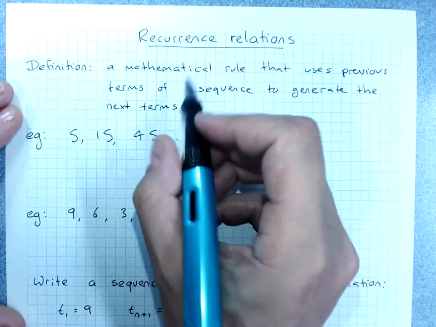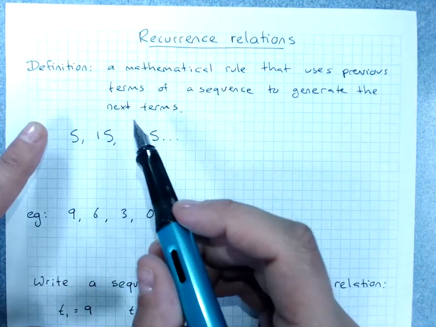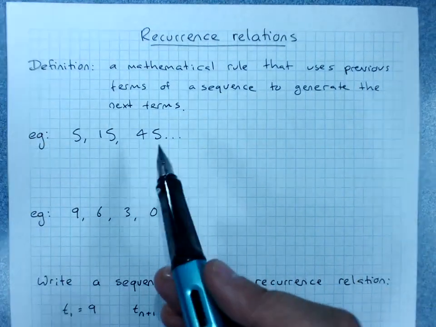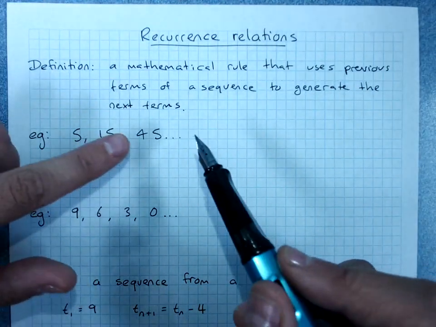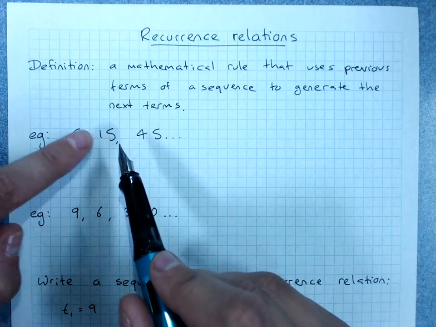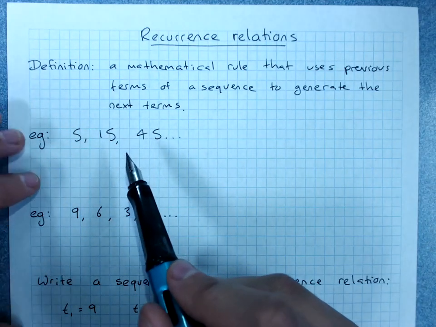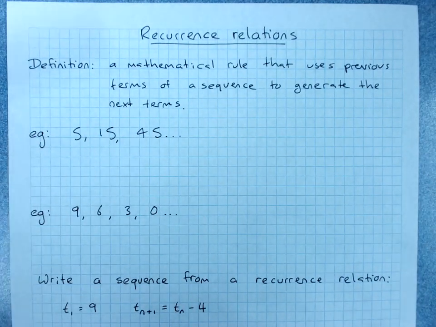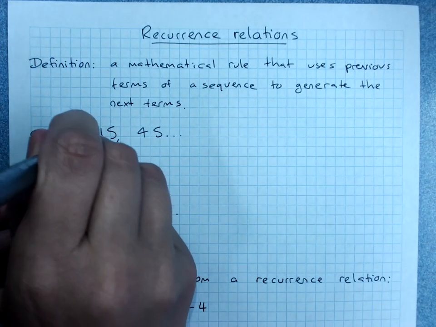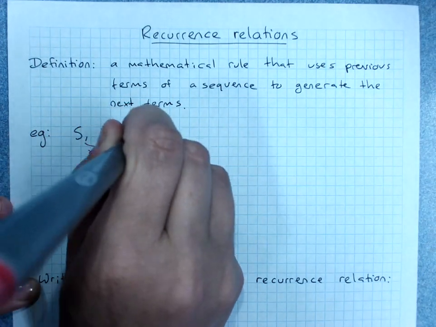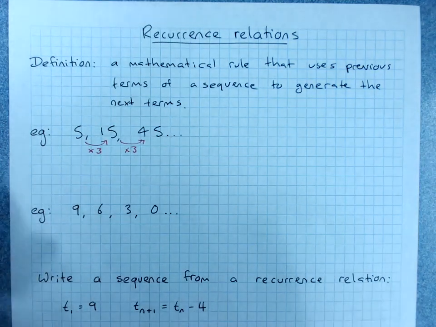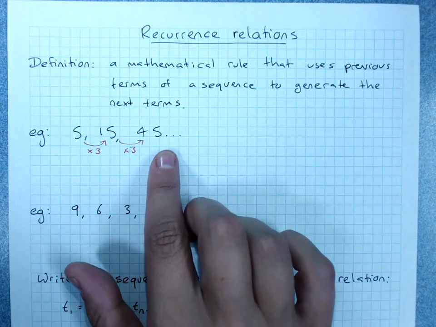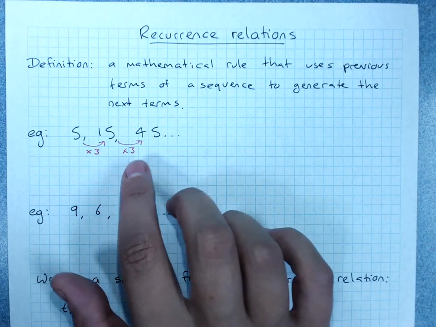Now you can get fancy and have patterns where it uses, say, 2 of the previous terms or 3 of them. Let's not go there. We're just doing patterns called first-order recurrence relationships where we just use the previous term to get the next term. So, for example, when we identify a rule being times 3, times 3, we're saying that you get the next term by multiplying the previous term by 3.